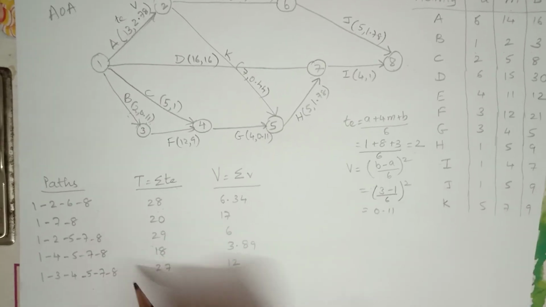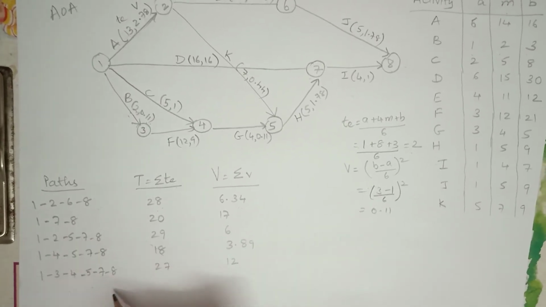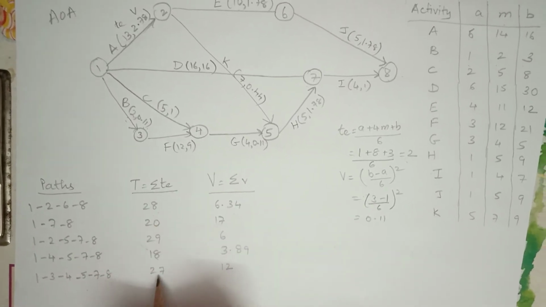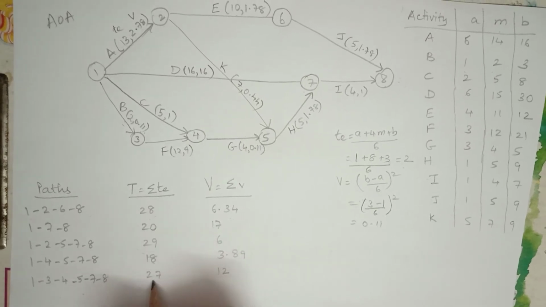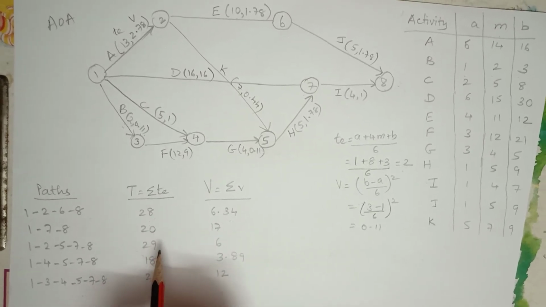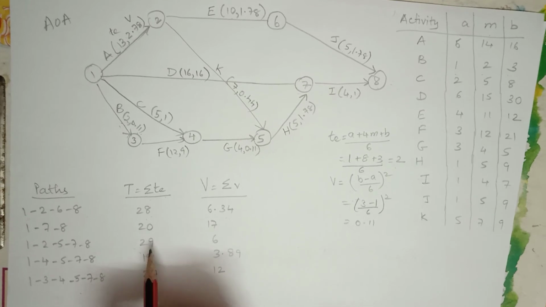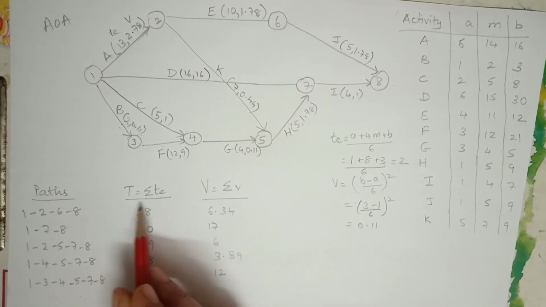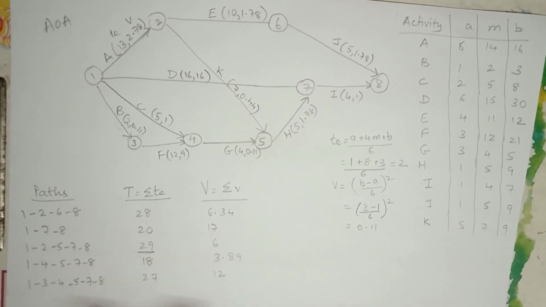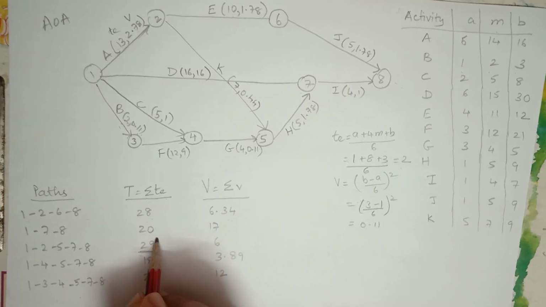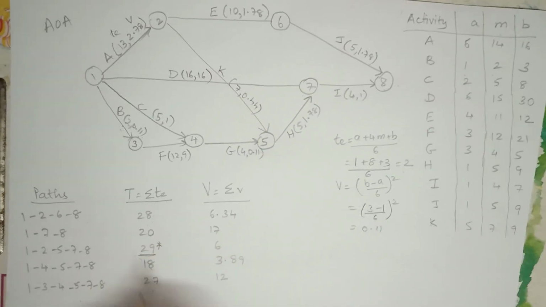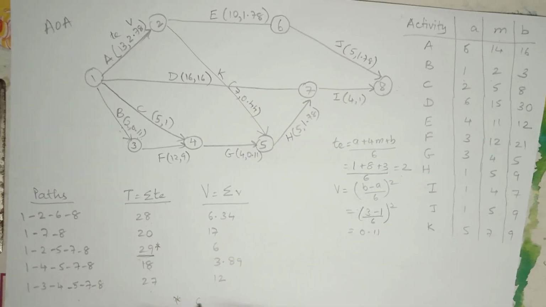Now after finding all the values along each of these paths, I check whichever is the highest value. Remember, the critical path is the longest path. That means the path which has the longest duration. So out of these values, this value is the highest value. So I mark it with an asterisk indicating it's a critical path.